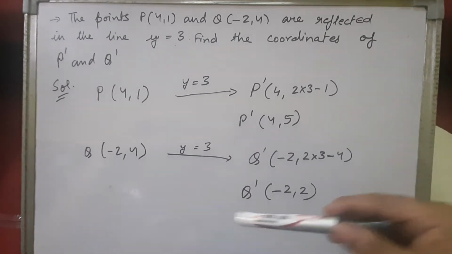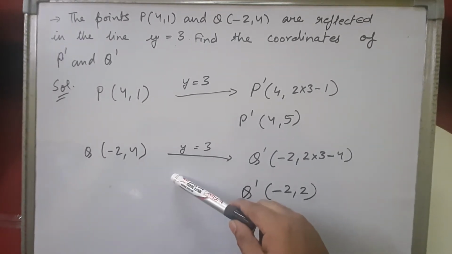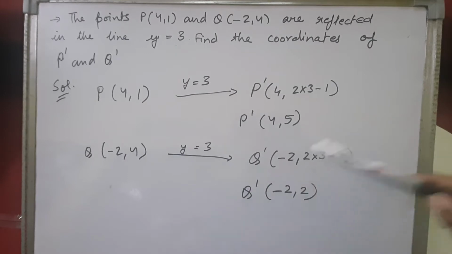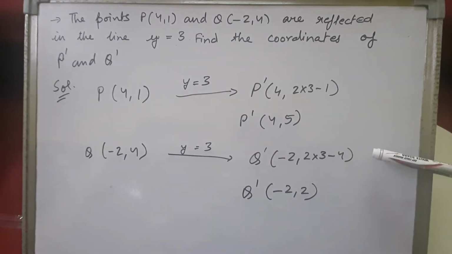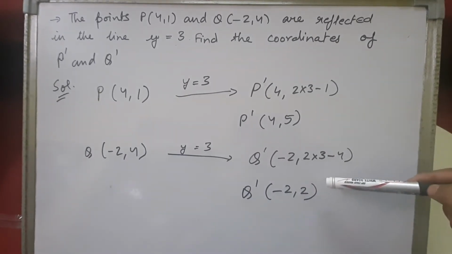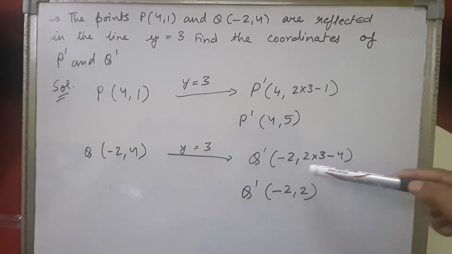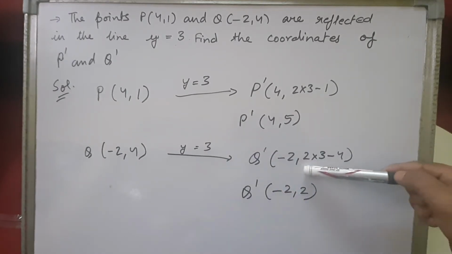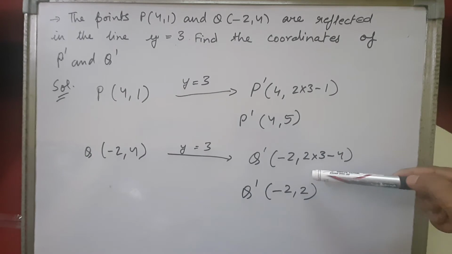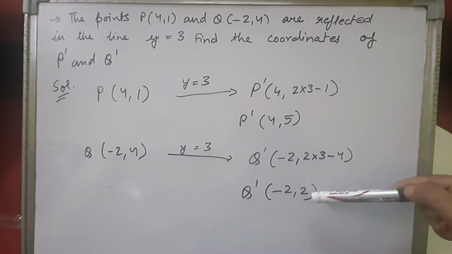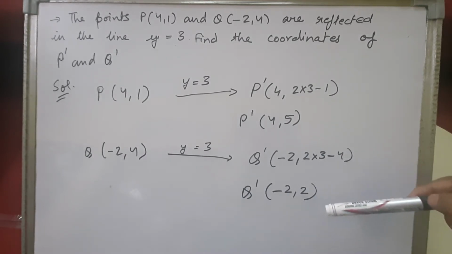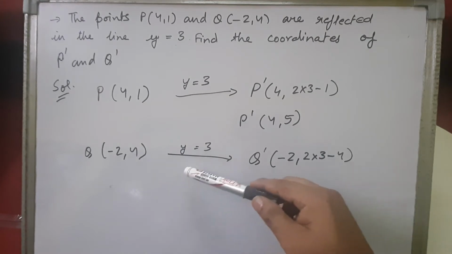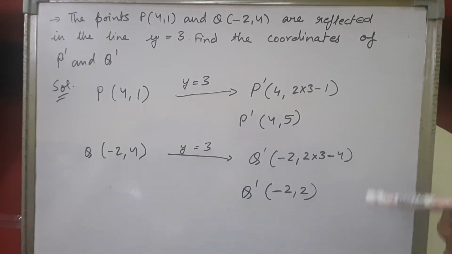When a point Q (-2, 4) is reflected about the line y = 3, then the coordinates of the image will be (x, 2b - y). So it will be (-2, 2 into 3 minus 4), where the value of b here is 3. That is 6 minus 4, which is 2. So the coordinates of the image when the point Q is reflected about the line y = 3 will be (-2, 2). Alright children, please note down the solution.